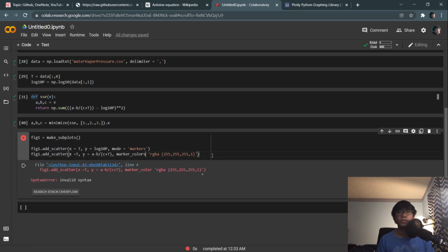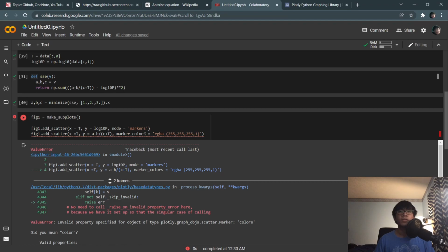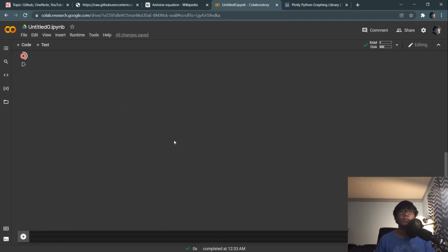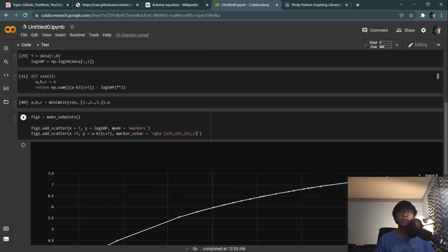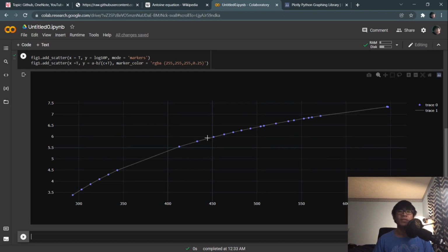Oh, this is hurting me. Sure they're equal. All right, then it's just marker color. Oh, rough sometimes. All right, 0.25. Trust me, I'll get through this. I'm learning with you. So yeah, RGBA. Here we go.